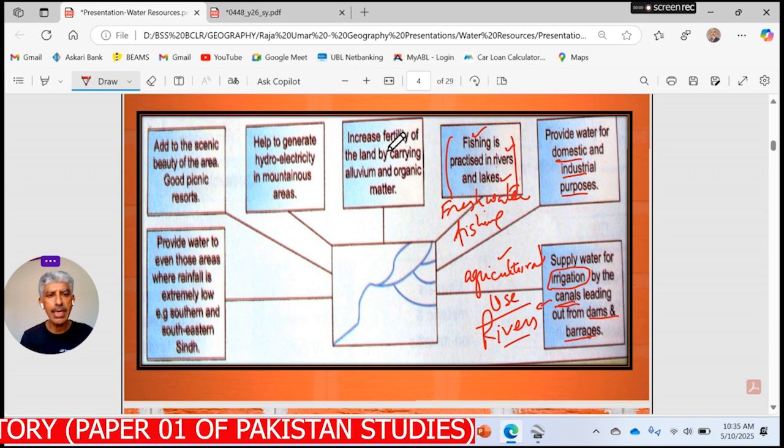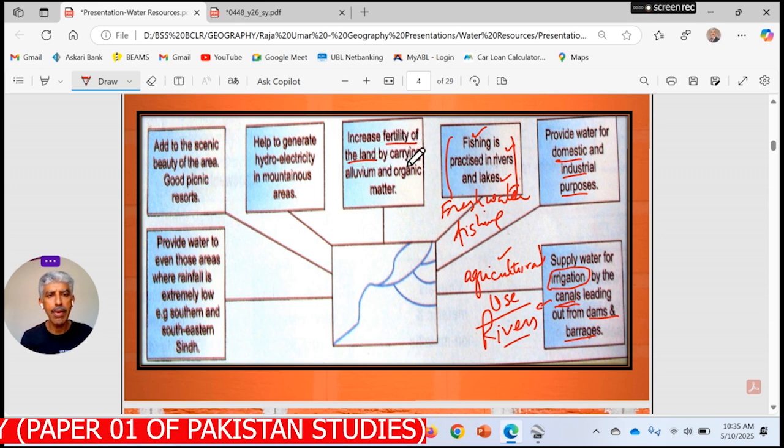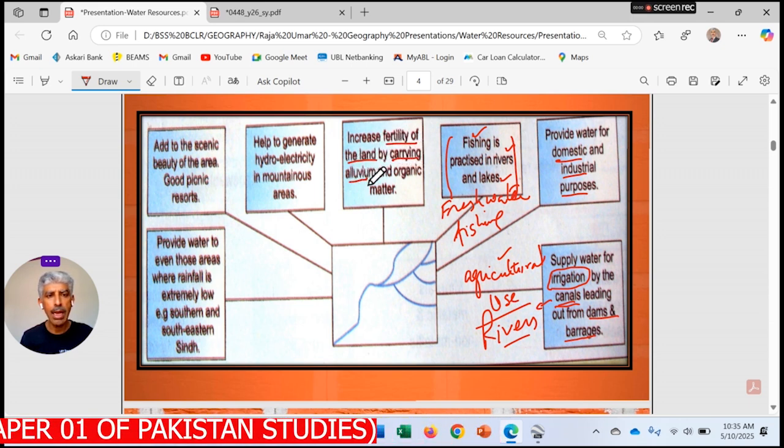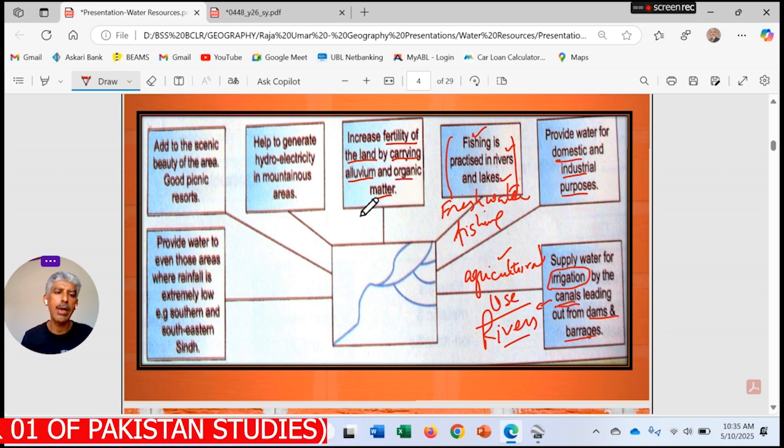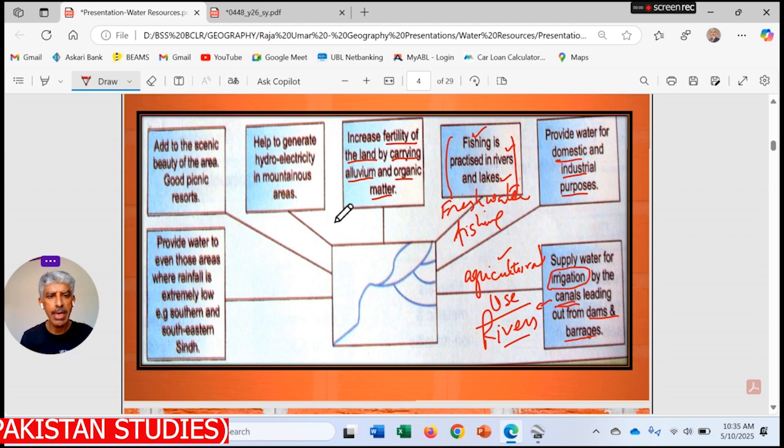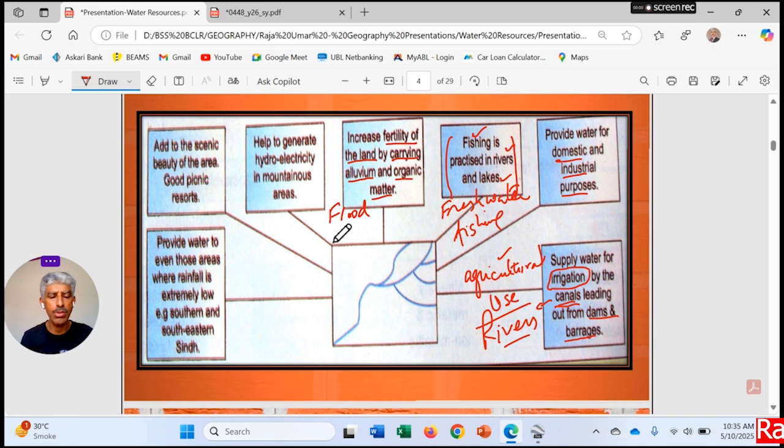Next, the rivers increase the fertility of the land by carrying alluvium and organic matter. Yesterday, or a day before yesterday I believe, we were talking about river floods. When these floods come, they spread the alluvium, the fertile and very organic soil particles, alongside the rivers on those lands which are used for agriculture afterwards.